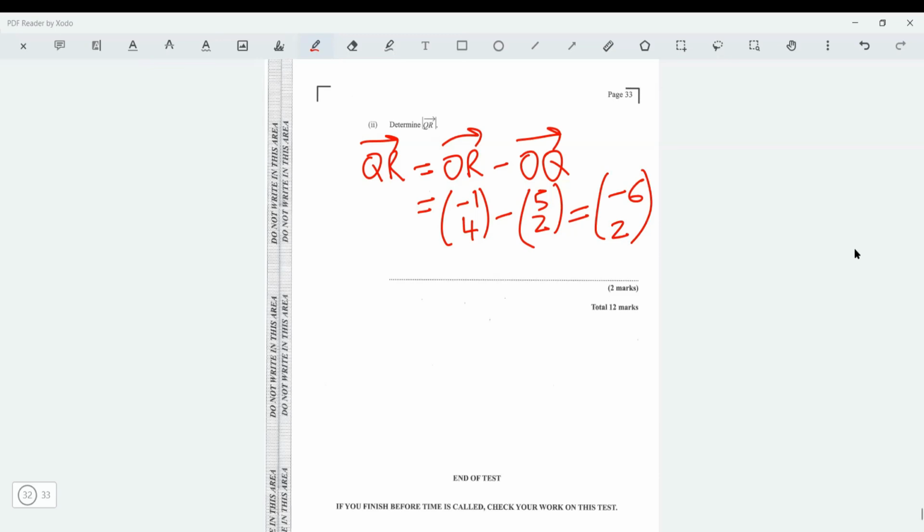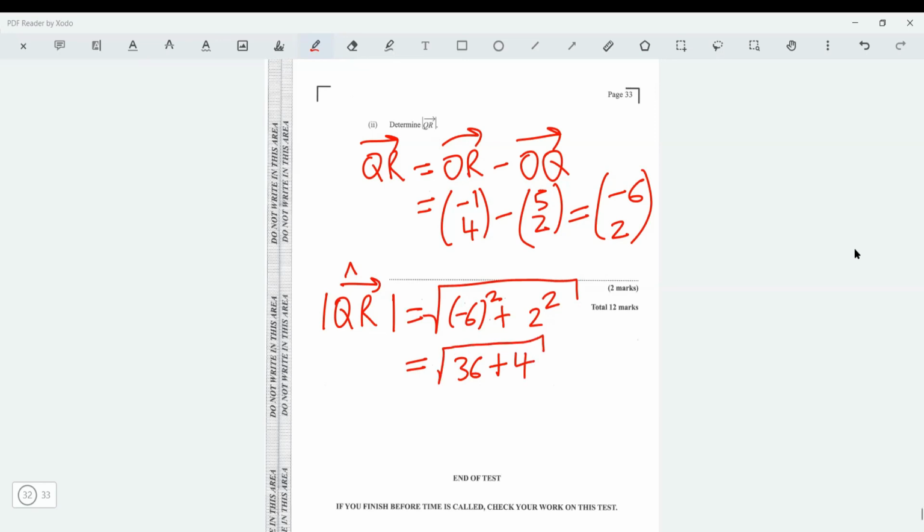And so therefore, this modulus sign means the magnitude. So the magnitude of vector QR is equal to the square root of the x component squared, -6 squared, plus 2 squared. -6 squared is 36, plus 2 squared is 4. That's the square root of 40. The square root of 40 is the length of QR. That's it. You can leave your answer like this, but let's say you like to give your answer in decimals. You can just put it in your calculator.